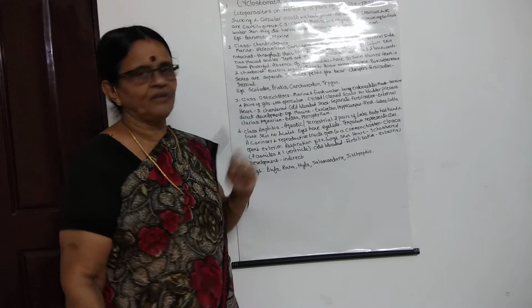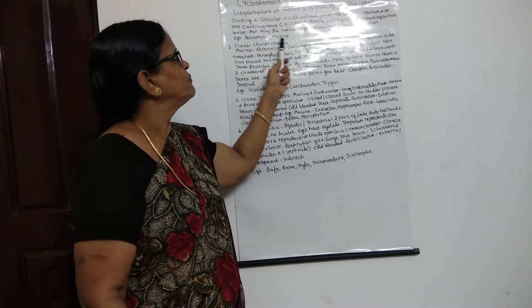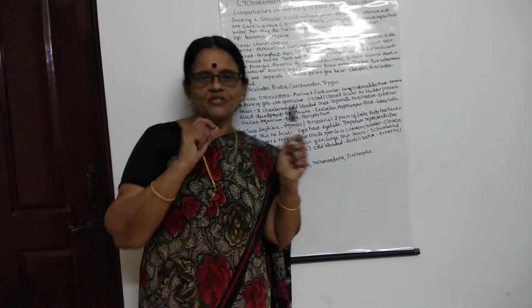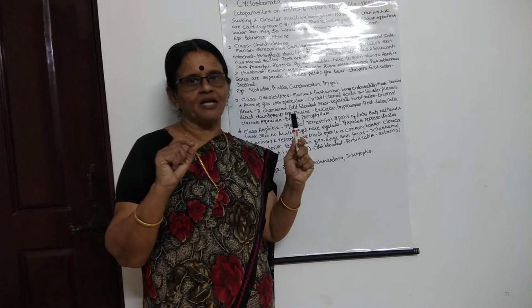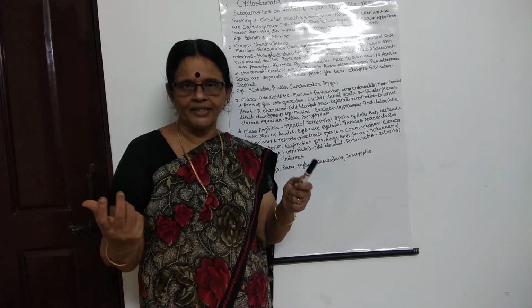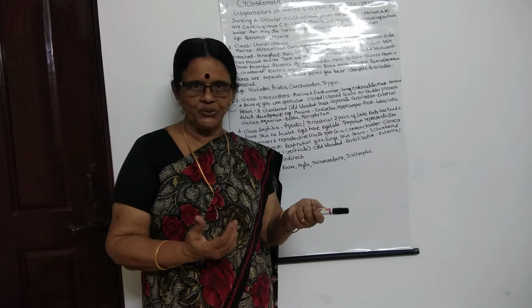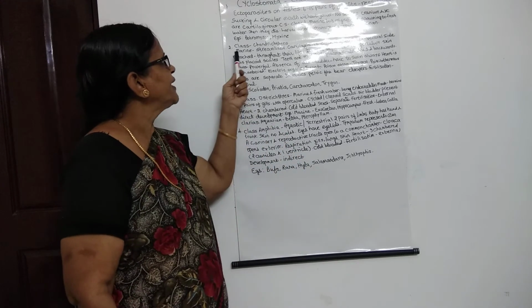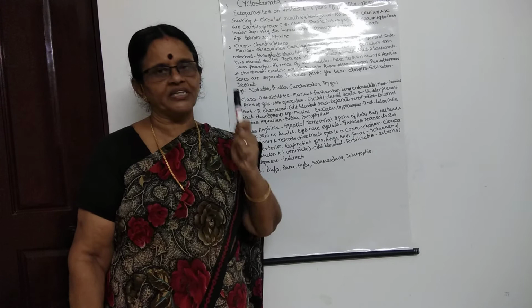Examples are Petromyzon and Myxine. The common names are already there in the text, and I will explain them to you in the class. Okay, the next class is called Chondrichthyes.